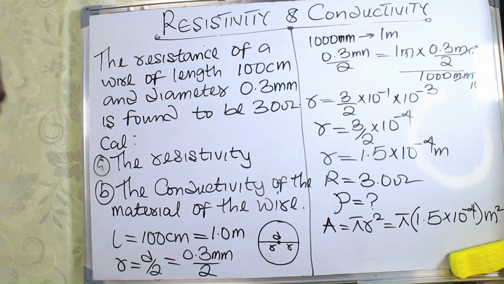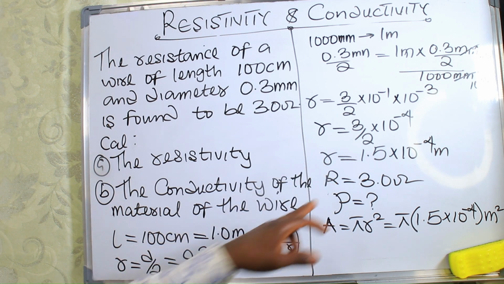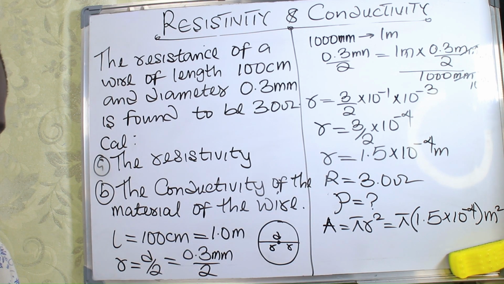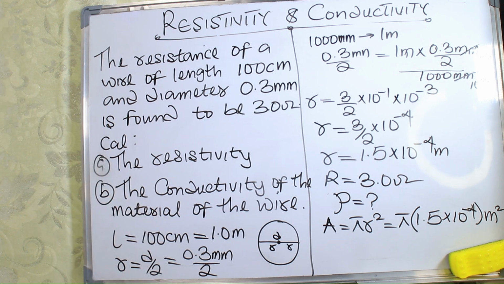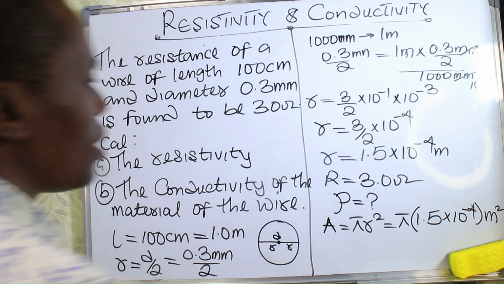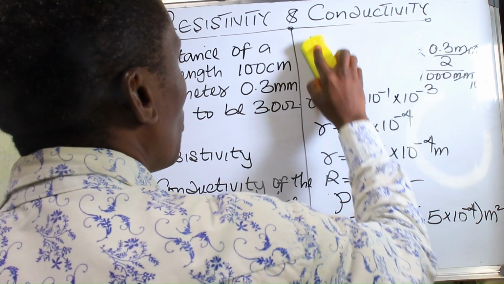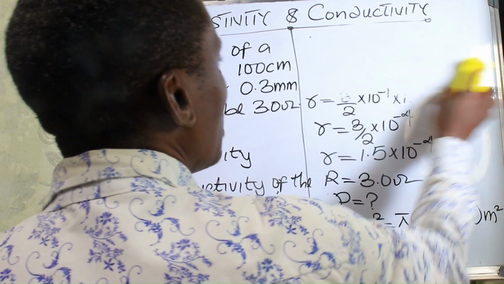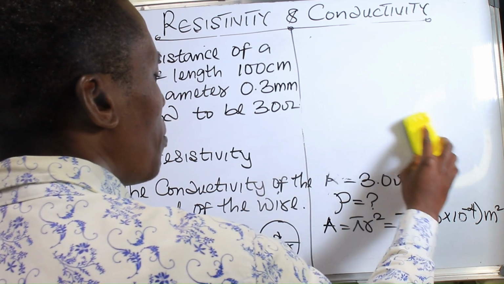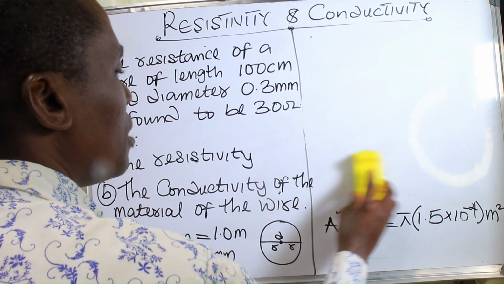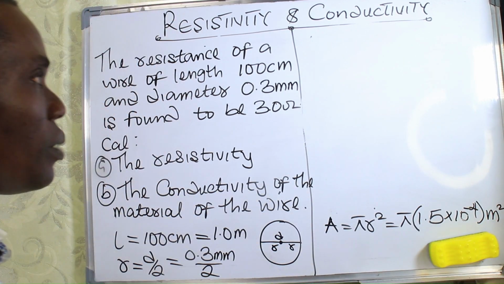So when we now get the area, we get the length, and we get the resistance. Now we can easily find the value of our resistivity. So how we go take find the value of our resistivity now? Make we check how we go take get the value of our resistivity. To get the value of our resistivity, what we just need to do is to apply the formula. Remember all the parameters they have given us. Make we apply the formula.